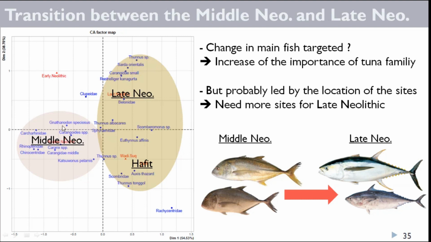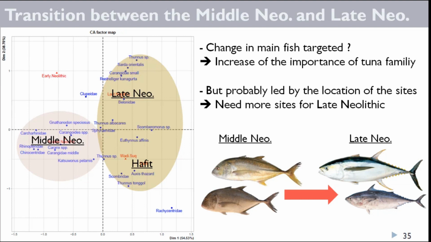The most ancient, the most early sites are more characterized by the Carangids, the Jacks and Trevally family, than the late Neolithic period, which is more characterized by the heavy presence of the tuna family. And it's also a change which will be verified for the other period, for the Aphid period.